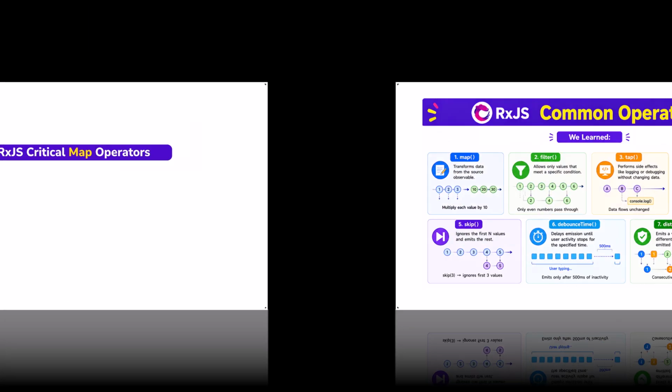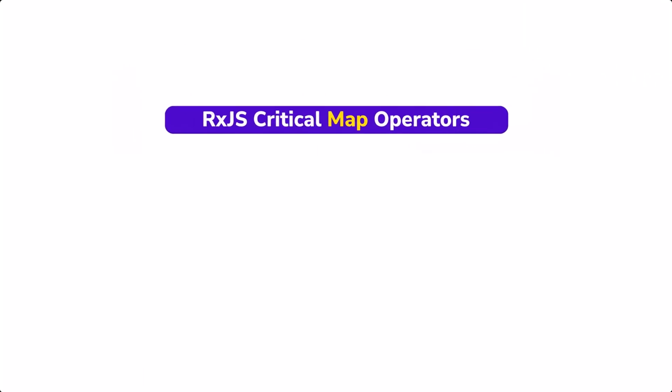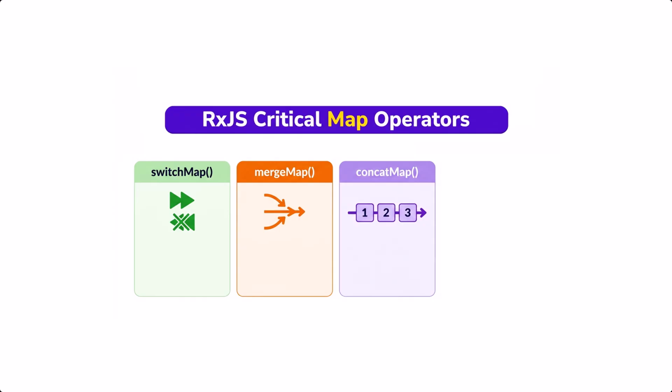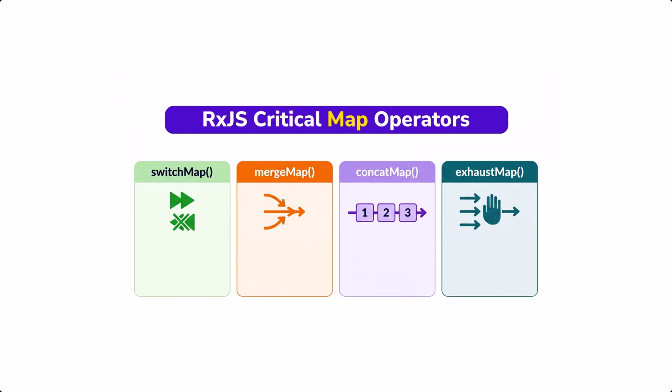In the next video, we will move on to some of the most important RxJS operators that are frequently asked about in interviews: switchMap, mergeMap, concatMap, and exhaustMap. We will understand the problem each operator solves, how they behave differently, and most importantly, when to use each one in applications. Trust me, mastering these 4 operators will take your RxJS skills to the next level.